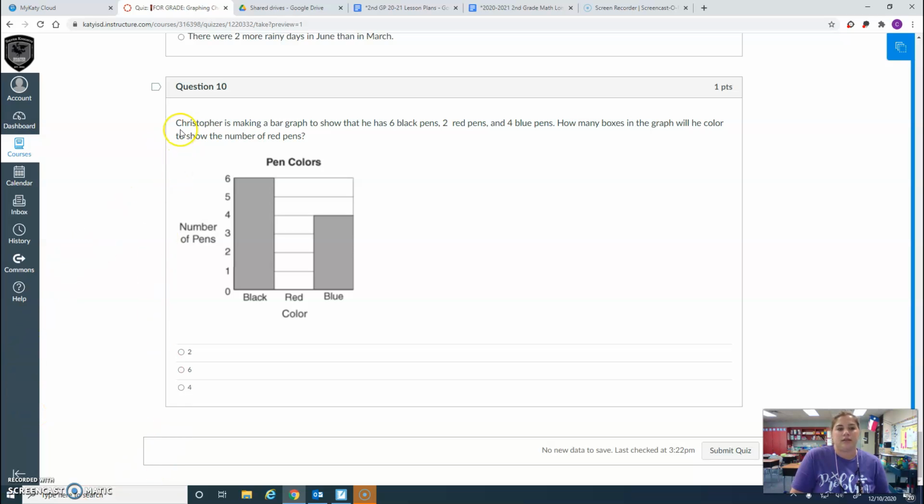Question 10. Christopher is making a bar graph to show that he has 6 black pens, 2 red pens, and 4 blue pens. How many boxes in the graph will he color to show the number of red pens? 2, 6, or 4? Once you choose all your answers, you'll click Submit Quiz.